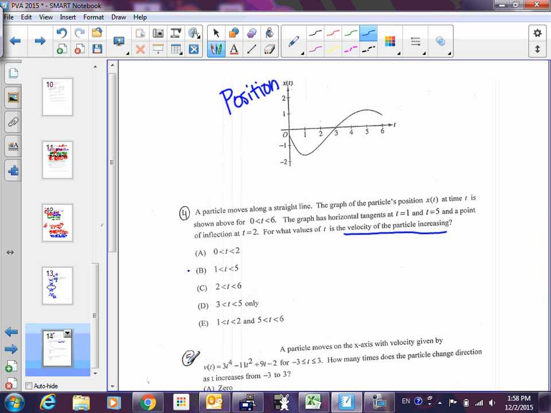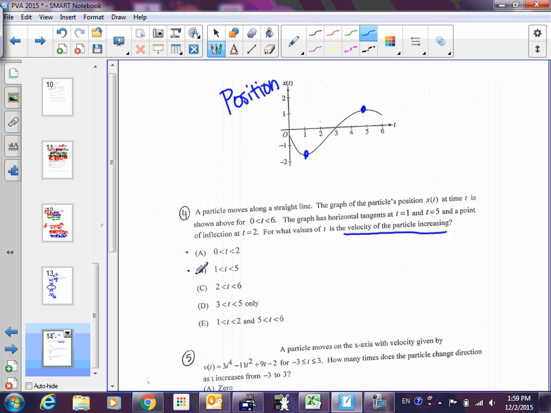I got a B. I got an A. I think it's B. So we all think it's either A or B? Okay, so here's one thing I'm going to mention. Where is this graph increasing? From 1 to 5. Position is increasing from 1 to 5. It's A. But that is not what they're asking us to find.